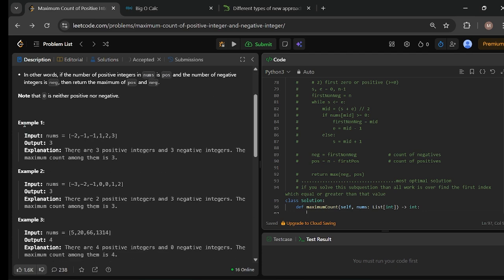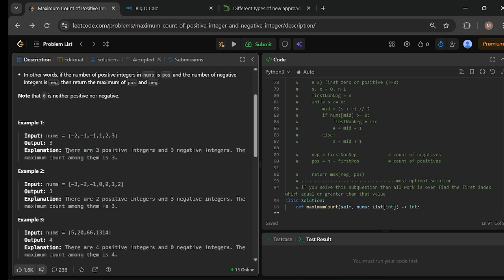Like, that is what he is asking. And note that we should ignore 0 and treat it as neither positive nor negative. Like, it's not a positive number or a negative number. If he gives an array, we need to count how many negative numbers there are, like 1, 2, 3, and how many positive numbers there are, 1, 2, 3. So we need to return the maximum of these two, positive and negative. So don't try to solve it yourself before watching this video.